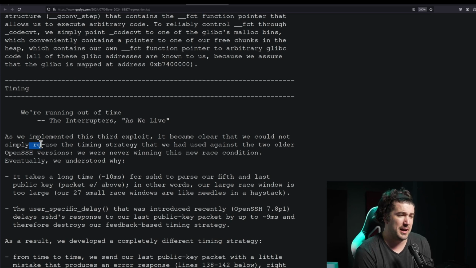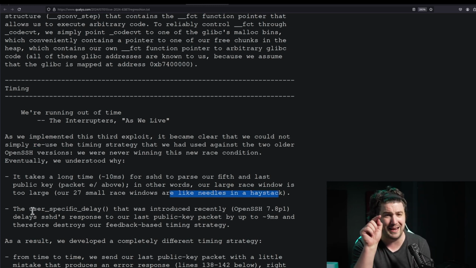It takes a long time, 10 milliseconds, for SSHD to parse our fifth and last public key packet. In other words, our large race window is too large. Our 27 small race windows were like needles in a haystack, so they were never hitting the right time.